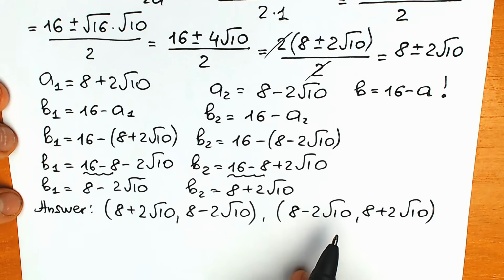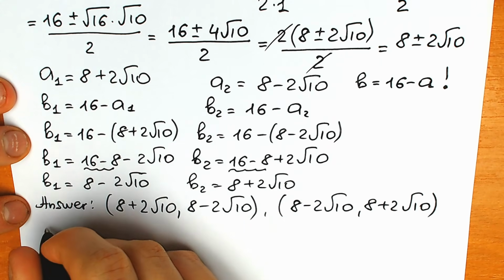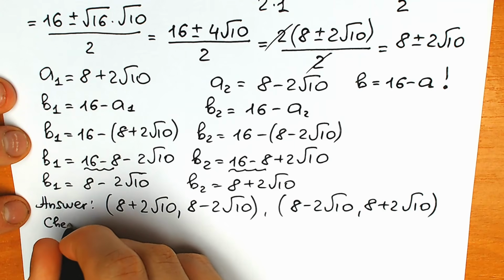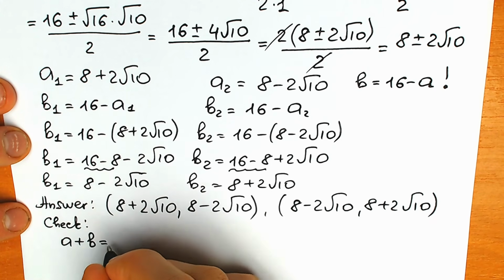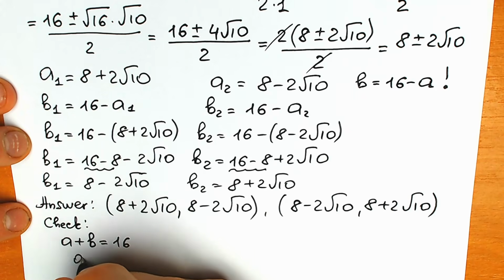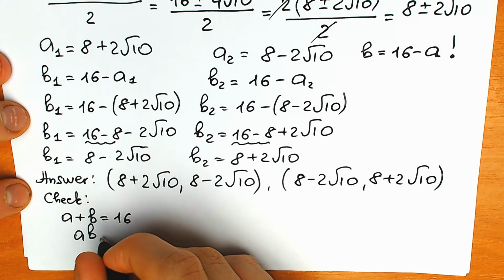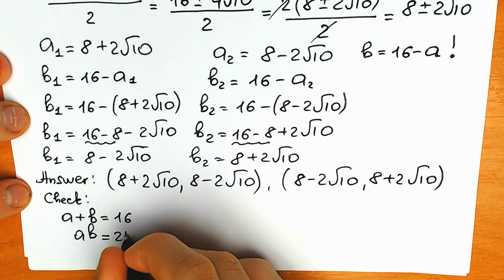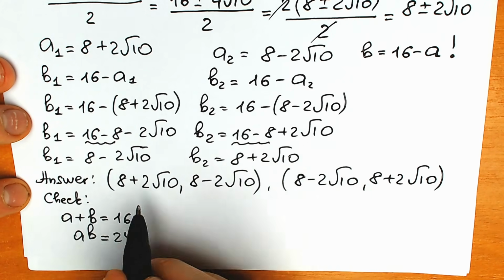And in the end, let's check real quick our pairs. We have two symmetrical pairs. So let's do our check, our proof. We need the sum to be equal to 16, and the product to be equal to 24. Okay, what are we gonna do next? Right now, let's check real quick our sum, for example.